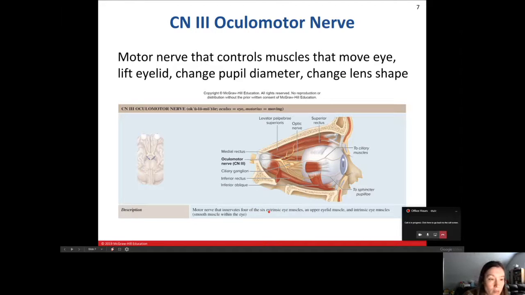and we'll learn more about these extrinsic eye muscles in chapter 16, next lab, I think. It also innervates an upper eyelid muscle and the intrinsic eye muscles, so within the eye. And that's going to be the ones that cause constriction of the pupil, as well as the ciliary muscles that change the shape of the lens.